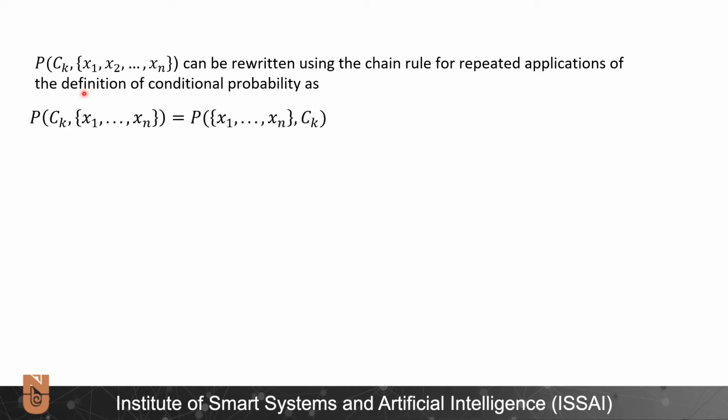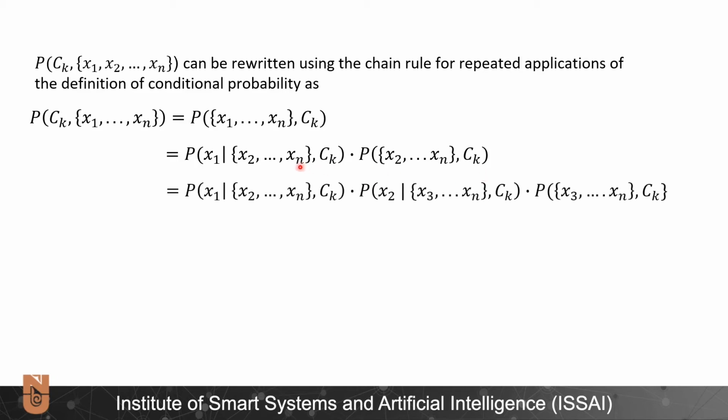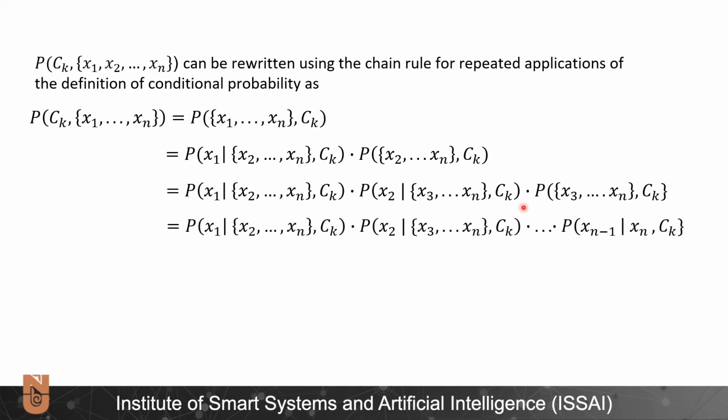Firstly, we can exchange the places of classes and features for better representation. Furthermore, using the conditional probability rule, we can rewrite this as probability of x1 given the other features and class, multiplied by probability of the other features and class. We expand this equation until the last term is probability of xn given xn.